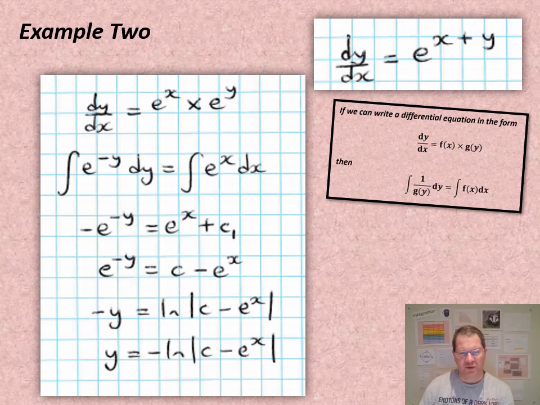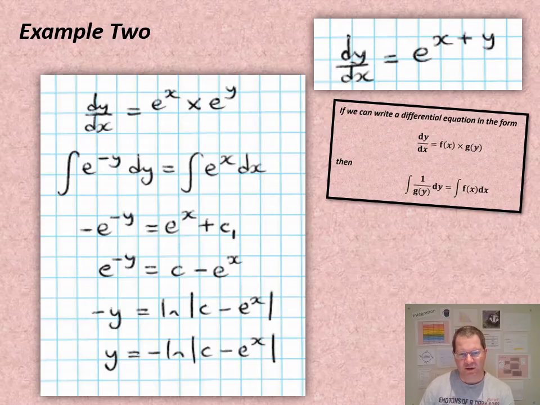To integrate e to the minus y, I just need to divide by minus 1. So I get minus e to the minus y equals e to the x plus c1. And the reason I've written c1 there is that I'm now going to times everything by minus 1. That gives me e to the minus y equals c minus e to the x. So that's a different constant, but it's the constant that we're going to have at the end of the question.